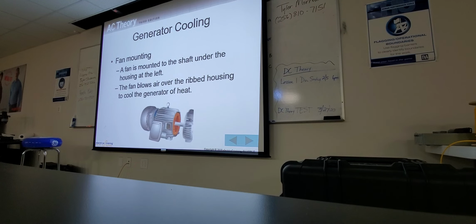Why are motors and generators all made like that with the ribs? That helps dissipate the heat. Right, it's a heat sink, like on the computer. All that does is increase surface area to allow it to cool more quickly.